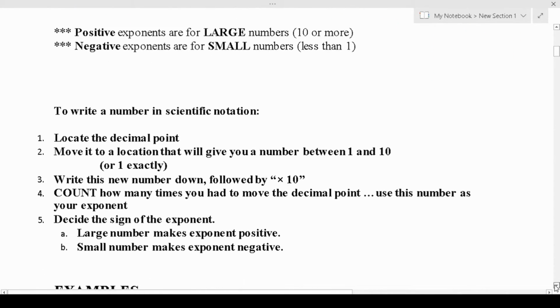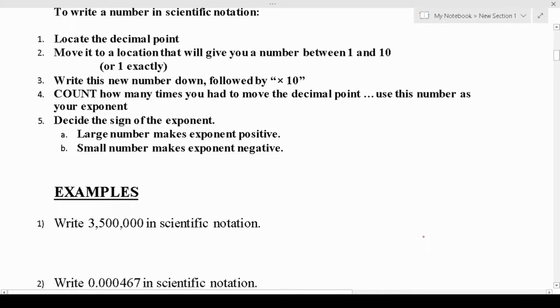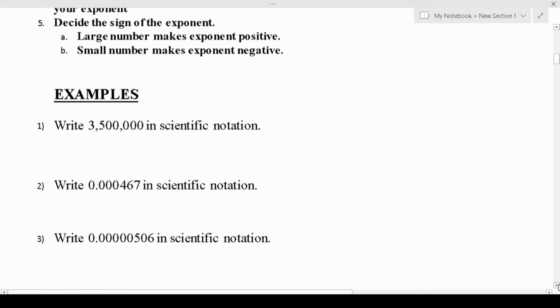All right, so here are all the steps to write a number in scientific notation. First, you want to locate the number's decimal point, and in some cases that's not so obvious to do, so we'll get practice doing that. Then you want to move it to a location that will give you a number between 1 and 10, or exactly 1. And I mentioned previously that that's going to be the case. Then we're going to write the number down, followed by times 10. And we're going to count how many times we had to move the decimal place, and we're going to use that number as our exponent. Finally, we're going to decide what the sign of our exponent is going to be. If it's a large number, the exponent's going to be positive. And if it's a very small number, the exponent's going to be negative. So with those things in mind, let's go ahead and get practice doing this.